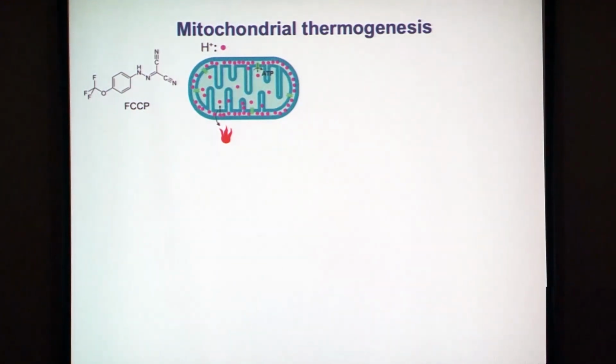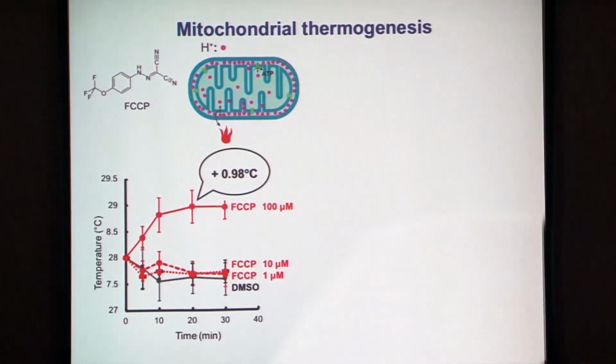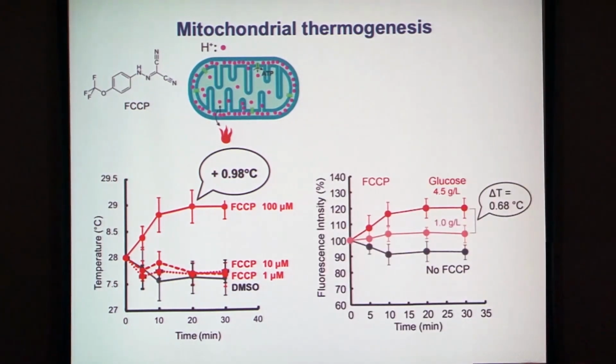Like I said, FCCP is one of the strongest uncoupler reagents, which leaks protons into the matrix of the mitochondria, resulting in huge heat. When you apply a higher concentration of FCCP, we can record a 1 degree increase on average in the cell. And when you culture the cells at a lower glucose concentration, which sort of starves the energy, the activity becomes pretty low, and the temperature increase from the mitochondria is highly suppressed. So this temperature change can be used for calculating the energy conversion to temperature. I don't want to talk about it, but almost half of the energy is converted into temperature change.